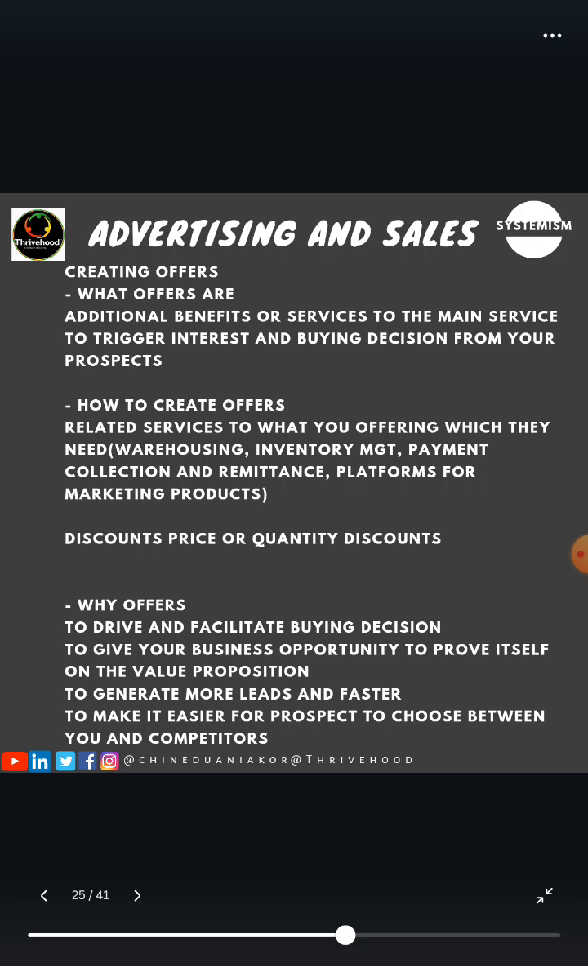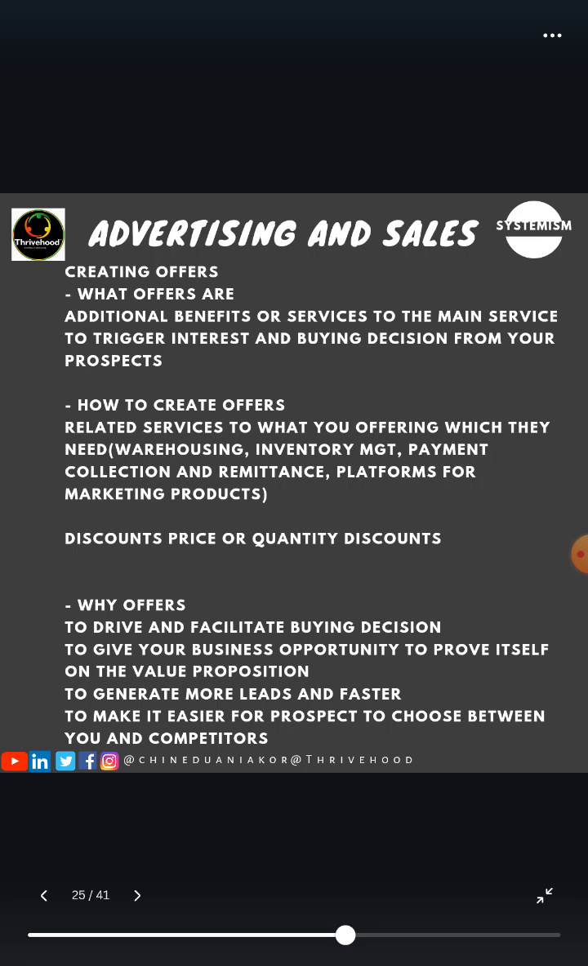And then have the opportunity to have those solutions give them the satisfaction they require for them to give you their money. Those are the things we are talking about when we create offers. Offers in essence are additional benefits or services that are integrated or added to the main services. The idea is to trigger interest and to provoke a buying decision from your prospects. So those offers are the other things that are added around that particular service or product that you are offering them.